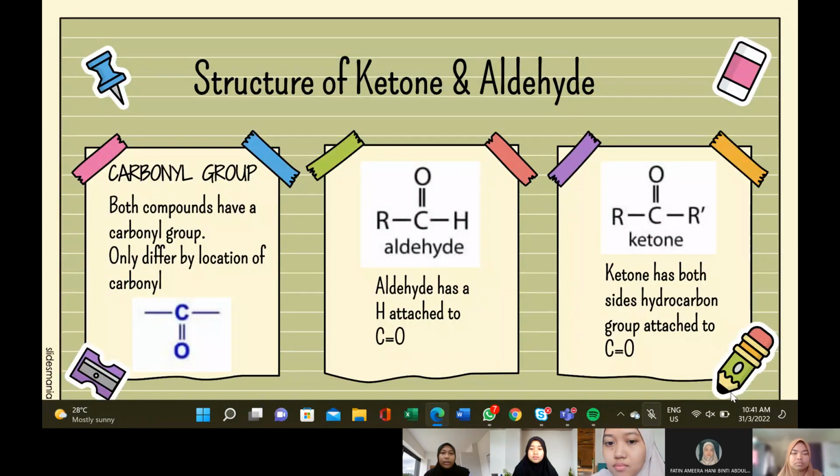Structure of ketone and aldehyde. Both compounds have a carbonyl group but differ only by the location of the carbonyl. The carbonyl group, a carbon-oxygen double bond, is the key structure in these classes of organic molecules. Aldehydes contain at least one hydrogen atom attached to the carbonyl carbon atom, while ketones contain two carbon groups attached to the carbonyl carbon atom. Okay, next.